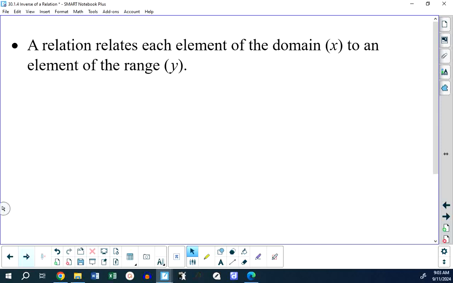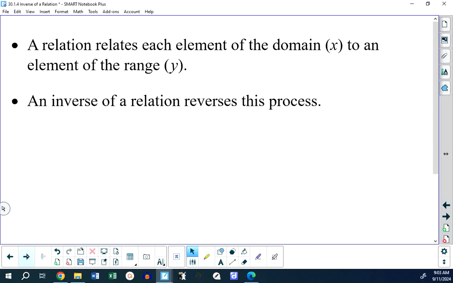A relation, so now we get to some definitions. A relation relates each element of the domain to an element of the range. All this means is what you do with a relation is you take x, you put it into an equation, and you get y. Okay? There's a connection mathematically between x and y. What an inverse does is reverses the process.